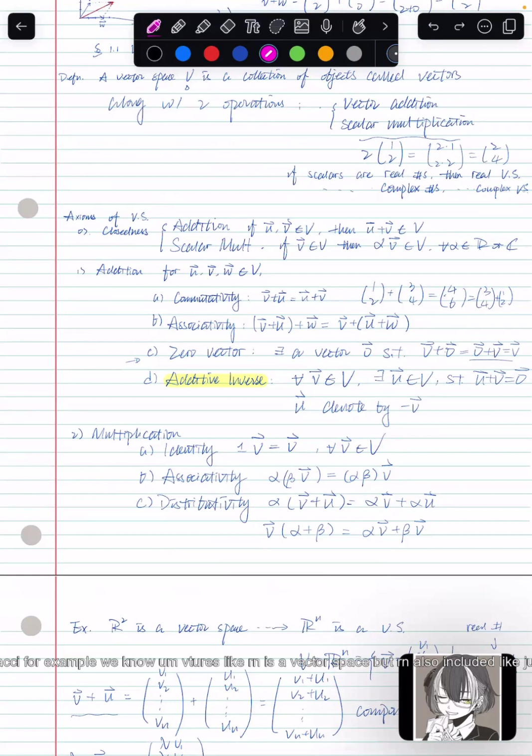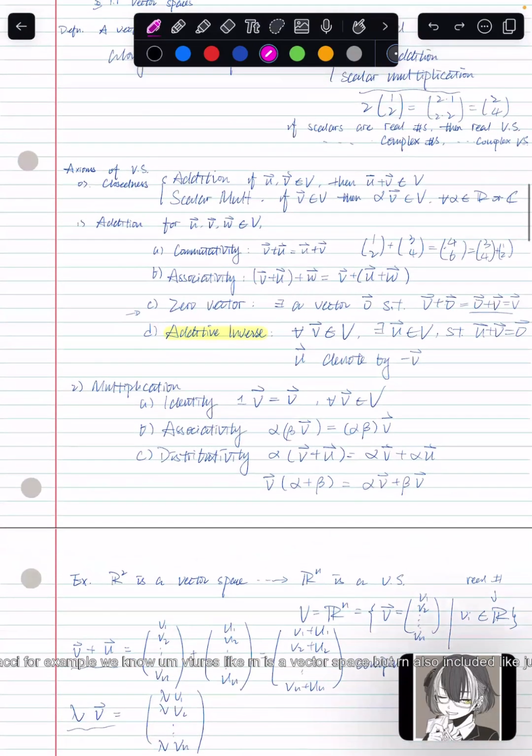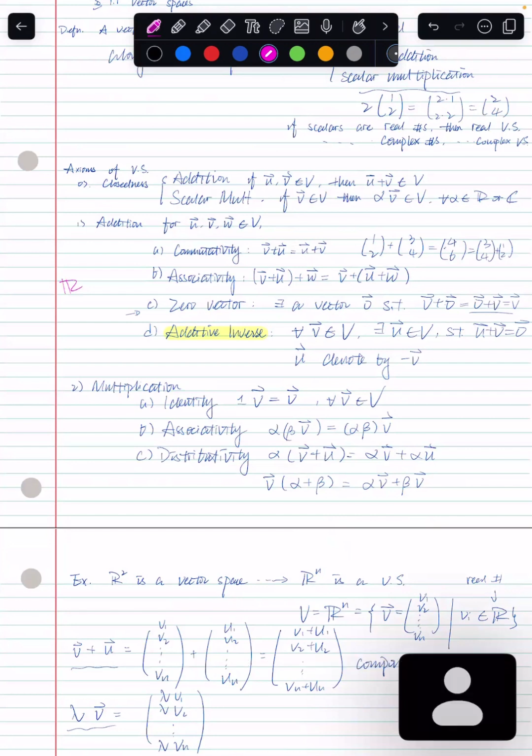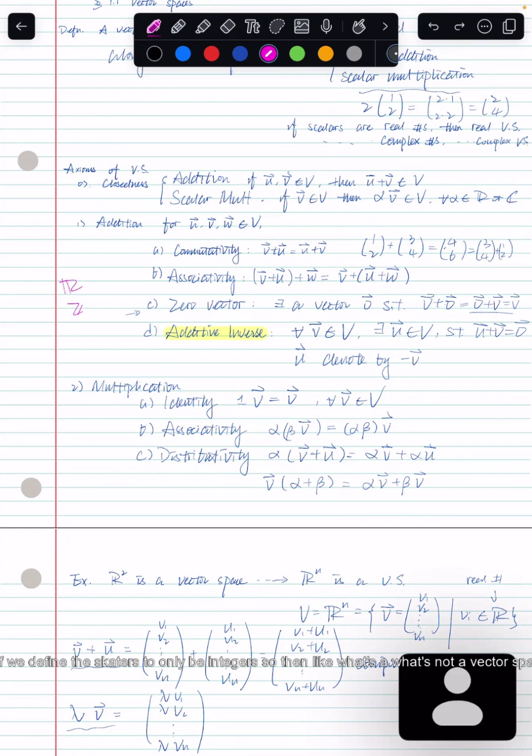For example, we know Rn is a vector space, but Rn also includes just this R. So all the real numbers are also a vector space. And I think all the integers are also a vector space, if we define the scalars to only be integers. So then what's not a vector space?